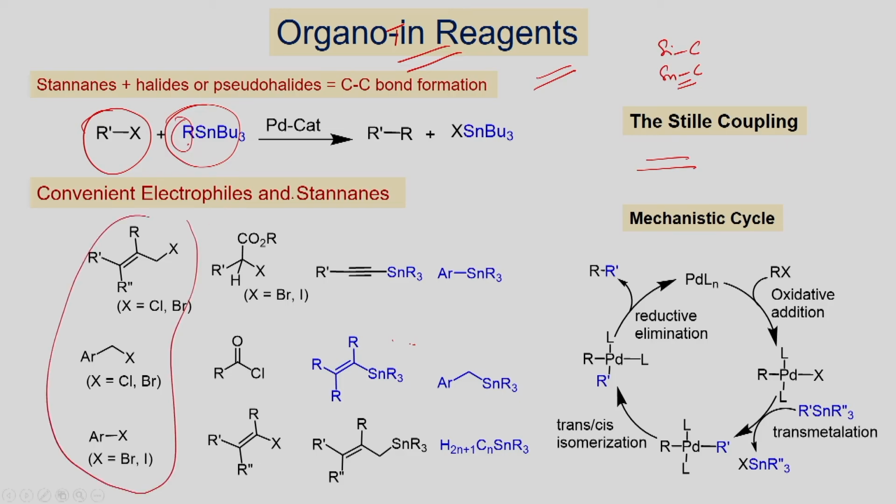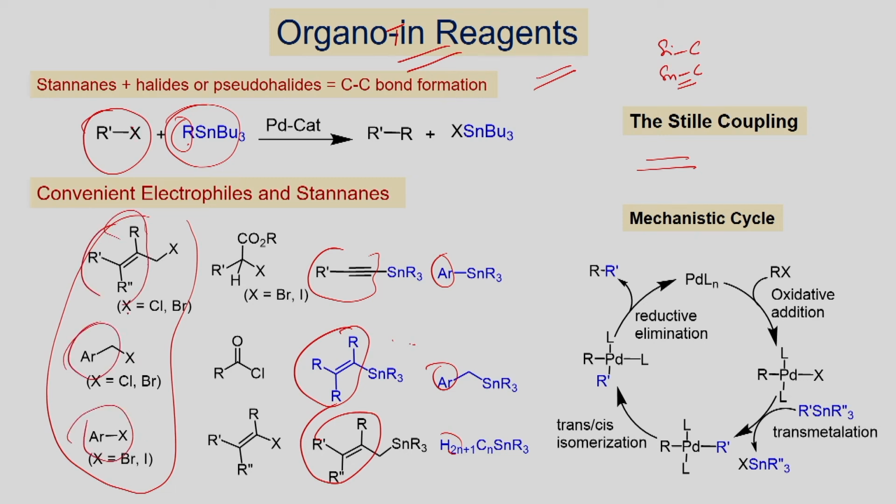And when you have this one, this can be shown here. It can be vinyl tin or allyl tin, or alkynyl tin or aryl tin. You can have different substituents. They can be readily coupled. Suppose here the allyl halide is shown, and benzyl halide, and aryl halide. They can be readily coupled with this organotin reagent.